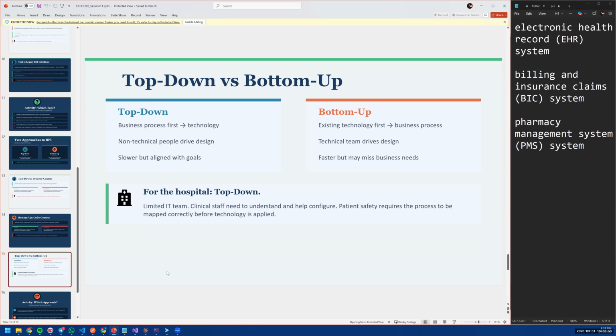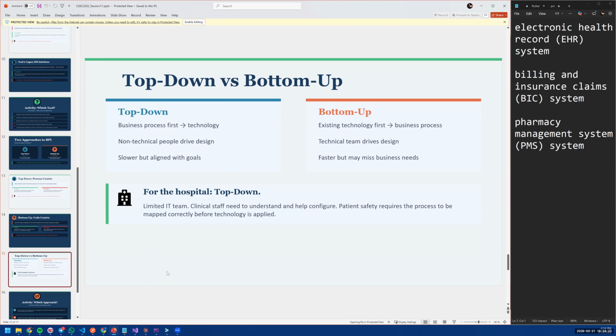And then bottom up is better when you have a strong technical team, when you're working mainly with existing systems, and you already have well-documented, stable APIs, and when speed is more important than perfect business alignment.